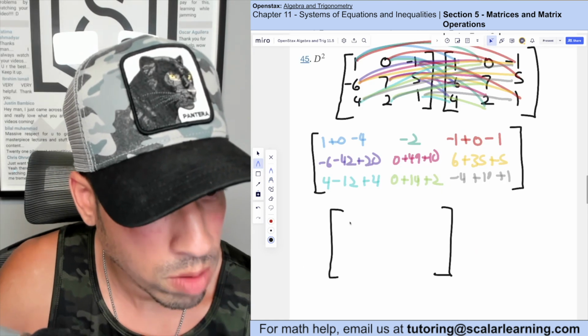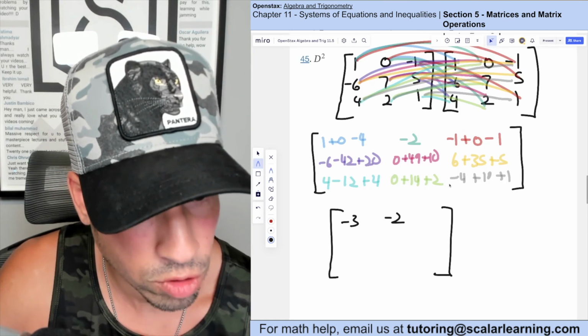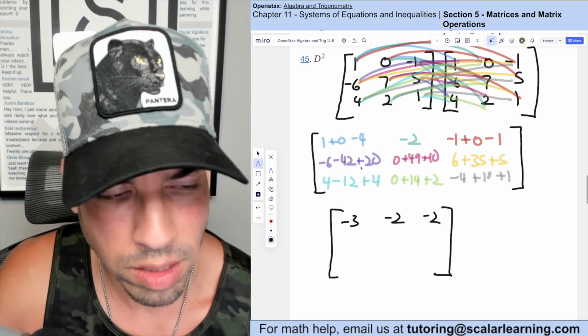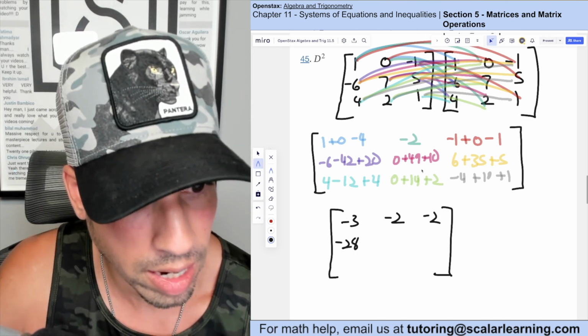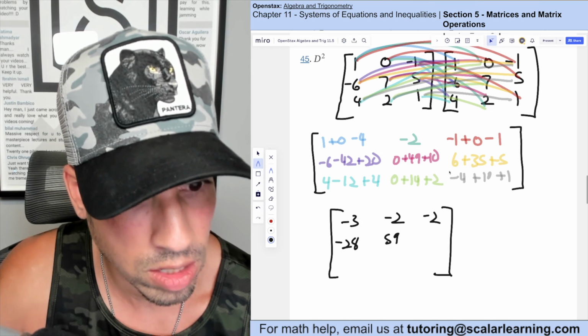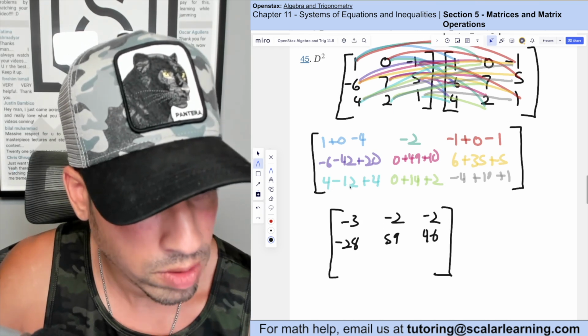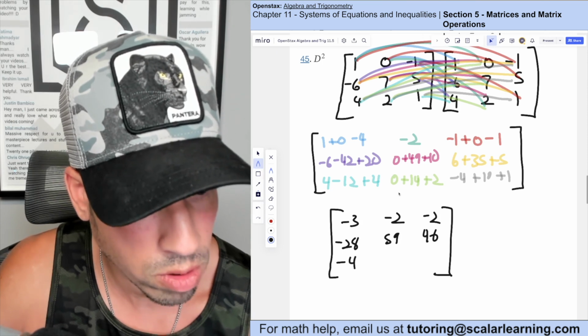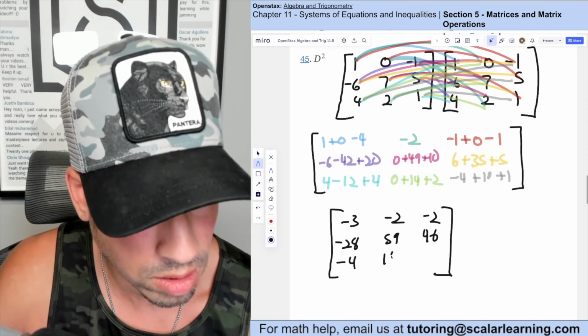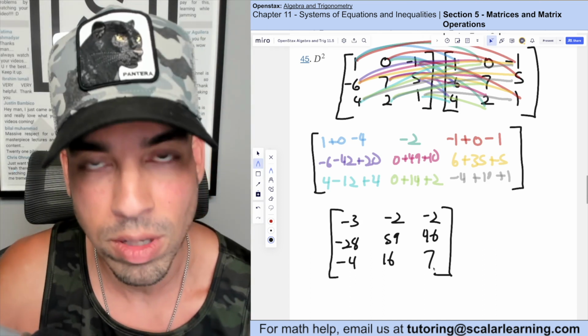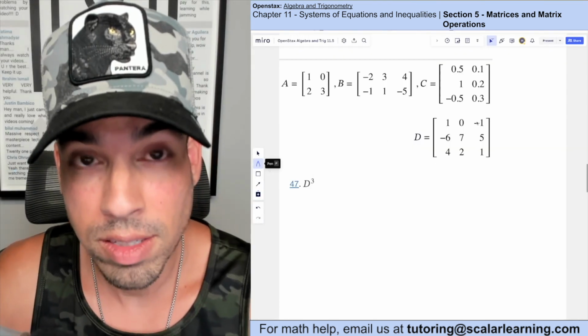Now let's simplify. 1 minus 4 is negative 3. We already have a negative 2 there. Negative 1 plus negative 1 is negative 2. Negative 6 minus 42 is negative 48, plus 20 is negative 28. Then we got 49 here. We got 41 plus 5 is 46 here. 4 minus 12 is negative 8, plus 4 is negative 4. Here we got 0 plus 14 plus 2 is 16. And then negative 4 plus 10 is 6 plus 1 is 7. That's how you do it. Done.